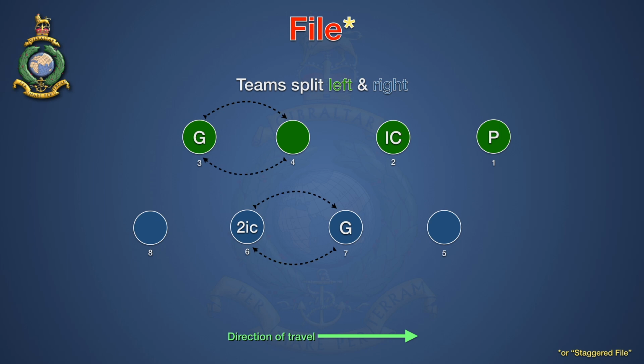So Charlie's number 3 is going to be able to cover the rear and out to the left. The gunner of Delta, number 7, although he's not right at the front, is able to cover out to the right, and obviously he's close to the front should there be a contact from the front. So that's an important point with the file formation. There are 2 versions. The teams either split left and right, as in this case, or the teams split front and rear.